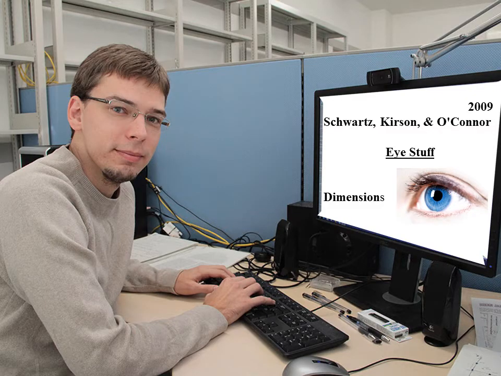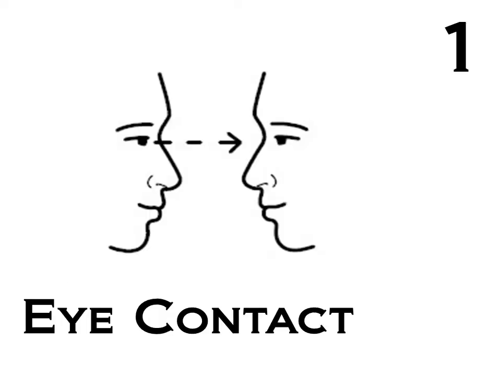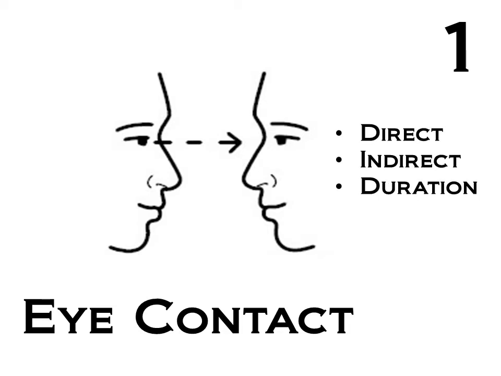In 2009, the Encyclopedia of Human Relationships revealed to us 4 dimensions about oculesics. The first being eye contact. There are 3 levels of eye contact: direct, indirect, and duration. Eye contact is often used as a way to control the flow of communication, either to encourage or discourage it.